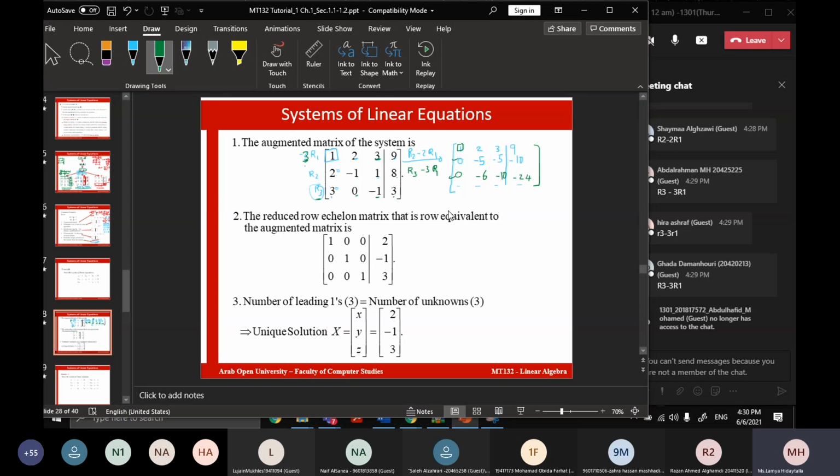Now we come to the second row. And by the way, if you want, you can simplify both from the beginning. I can do it like that if you like: minus 1 over 5 R2. And the last one is divisible by 2, correct? I can do minus 1 over 2 of R3.